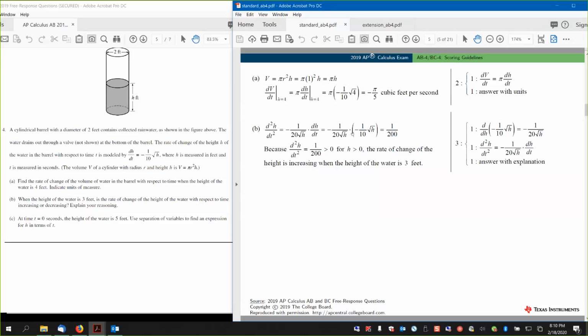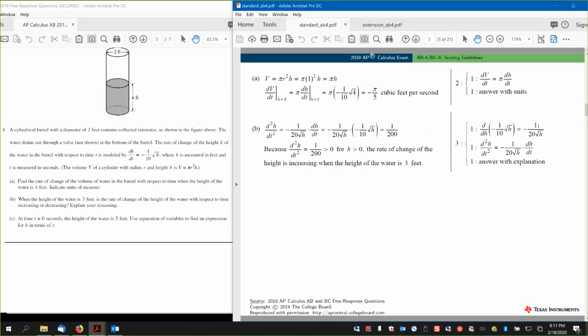Down here in part B, this was worth 3 points. This divided up kind of nicely. The first point was essentially a power rule point, how about that? For finding the derivative of minus 1/10 times the square root of h. So it was 1 point for actually coming up with this expression right here.